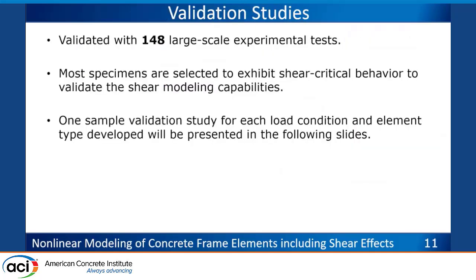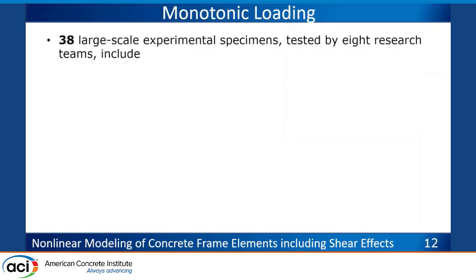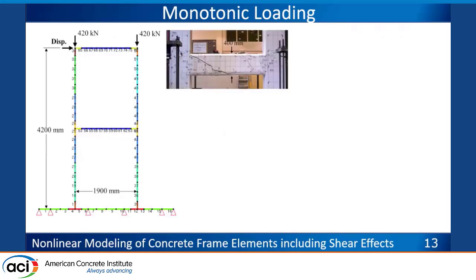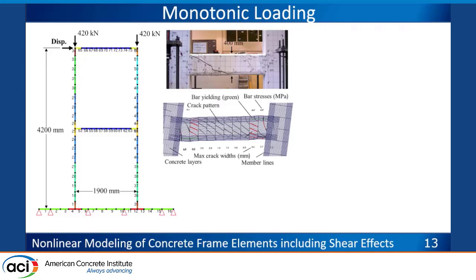Over the years, 148, so that's the number we modeled, analyzed, validated with 148 specimens. So I'm going to just sample what we have done. Monotonic loading, these are the specimens that we modeled coming from various researchers, international, some Asia, some Europe, some United States, Canada. I got involved with this one during my PhD studies as well, University of Toronto.